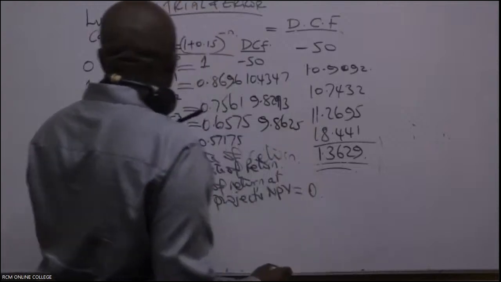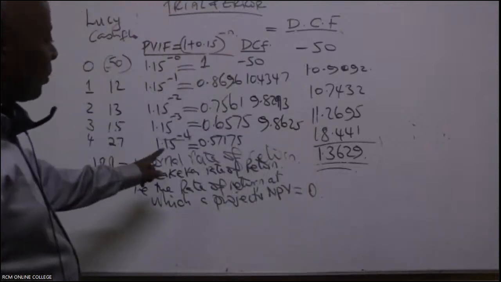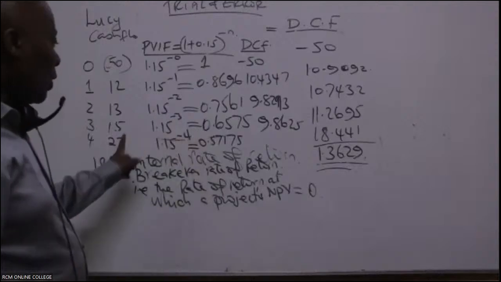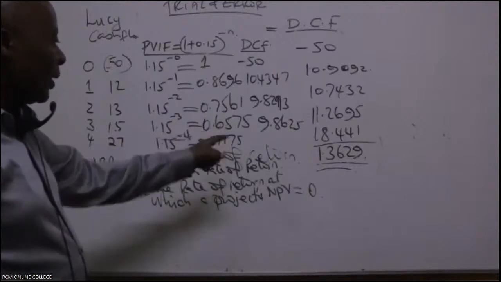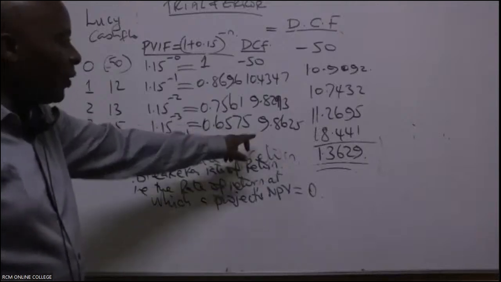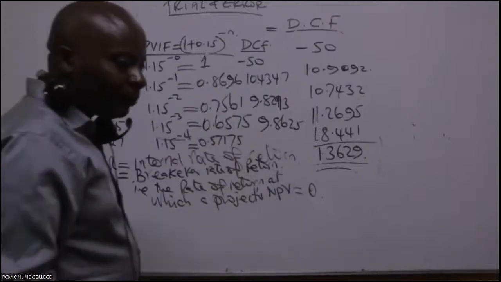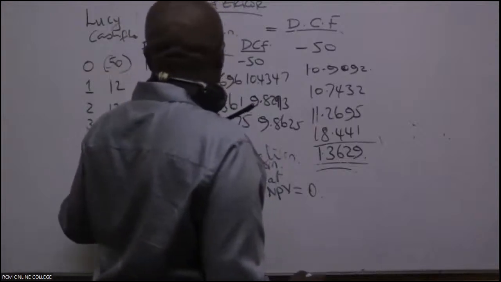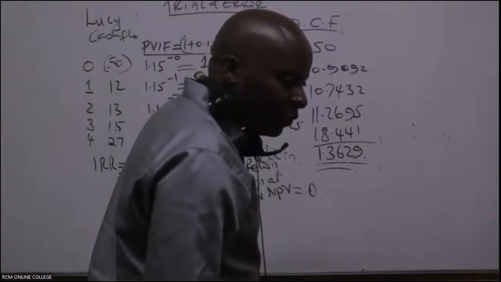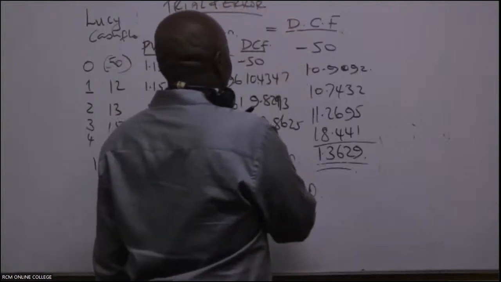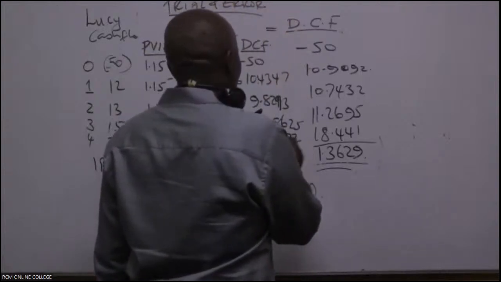9.8625. And then the very last year, we have 27 times 0.5718, something like that. Please give me the final answer here. The fourth year, what numbers are we looking at? Patricia gives me 15.4372. Thank you very much.